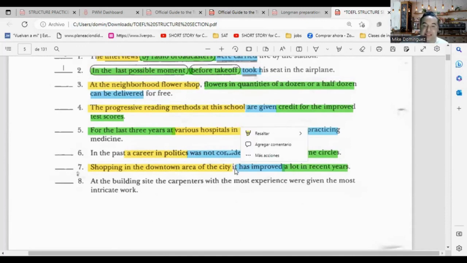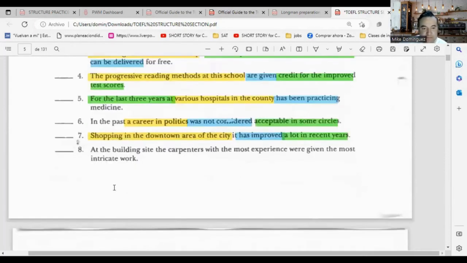We don't need an extra subject. That's incorrect. Number 7 is incorrect, so let's discard it. What about number 8? At the building site, the carpenters with the most experience work with the most intricate work.